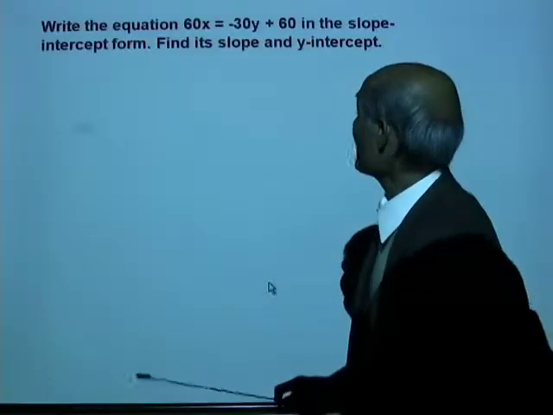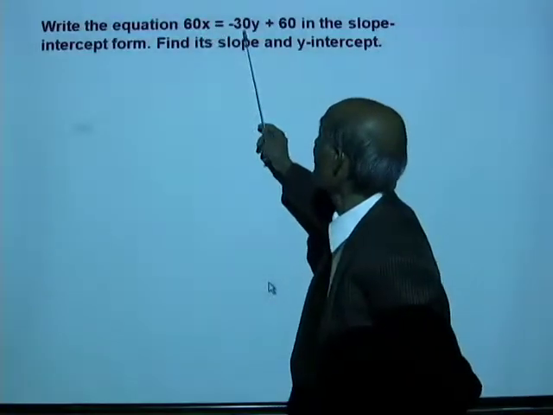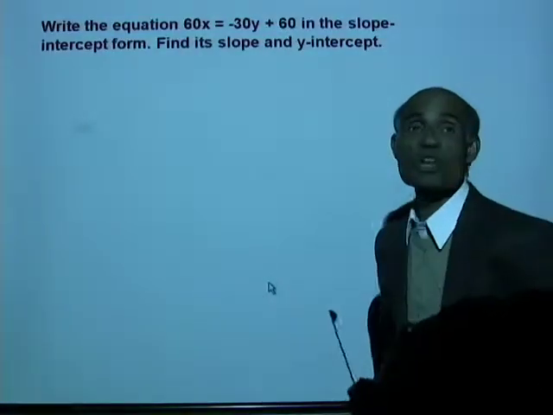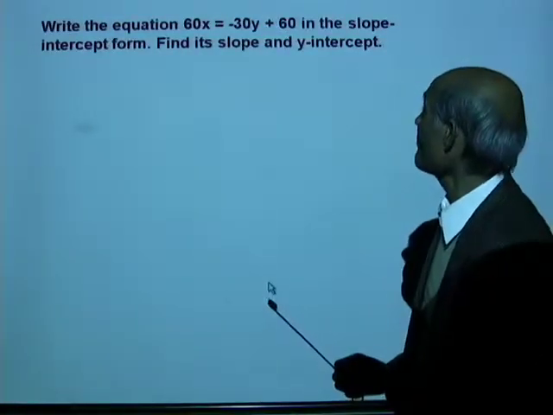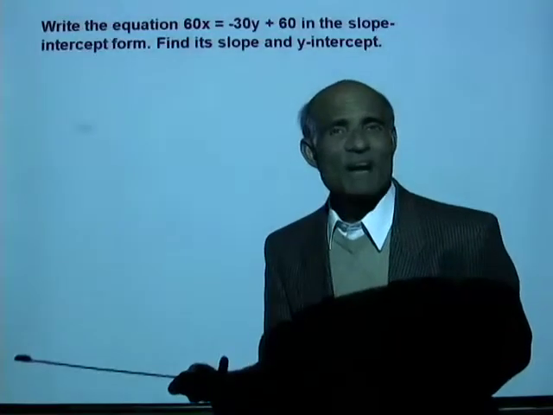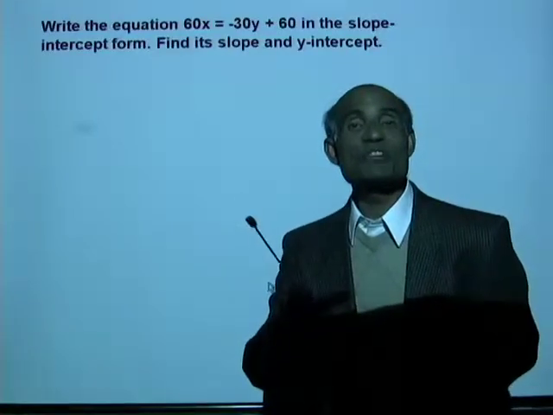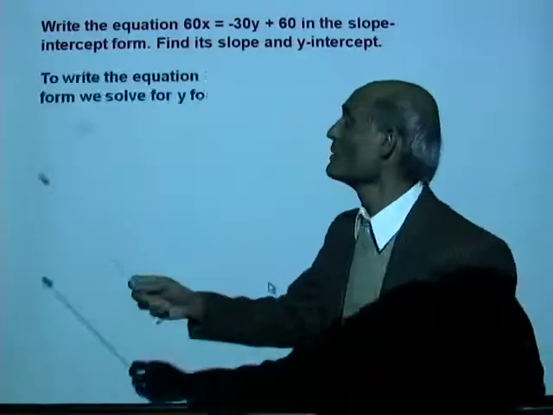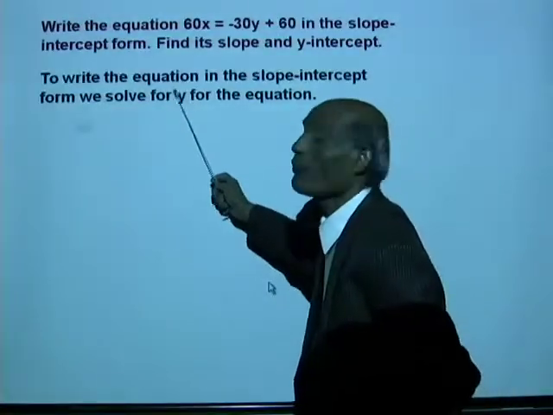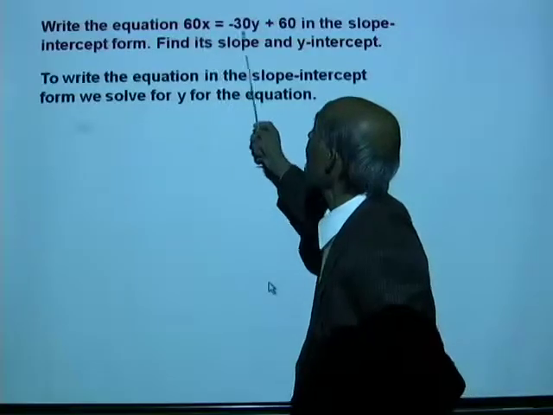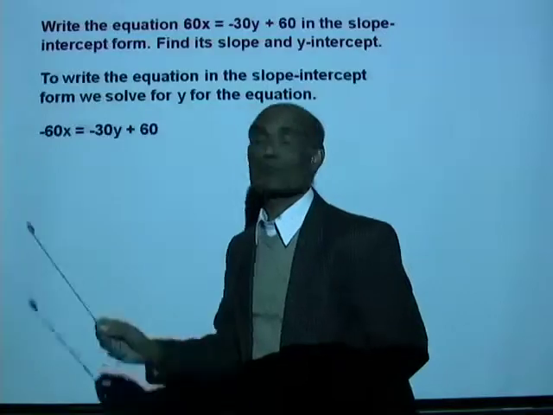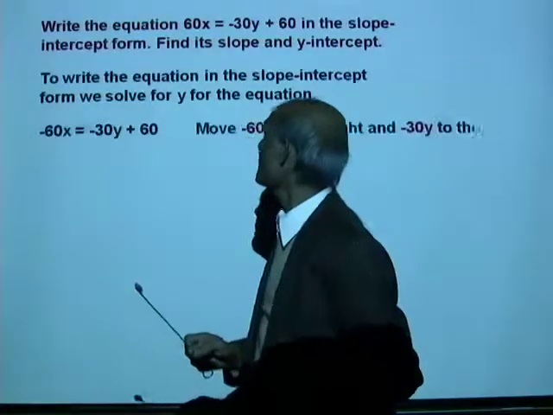Another one. Write the equation 60x minus 30y equal to plus 60 in the slope-intercept form. Find its slope and y-intercept. Same kind of question. We need to write the equation in the slope-intercept form, which means y equal to mx plus b. Solve for y. Alright, how do we solve that equation for y?